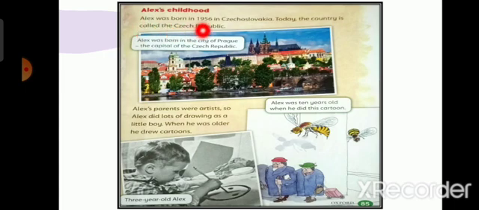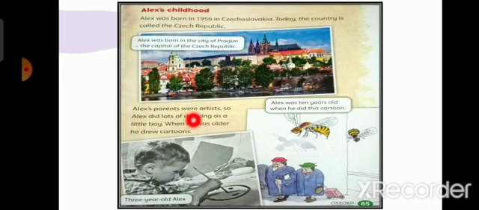Alex was born in 1956 in Czechoslovakia. What is this word? Czechoslovakia. Repeat it with me. Czechoslovakia. Alex was born in 1956 in Czechoslovakia. Today the country is called the Czech Republic. Alex was born in the city of Prague, the capital of the Czech Republic.